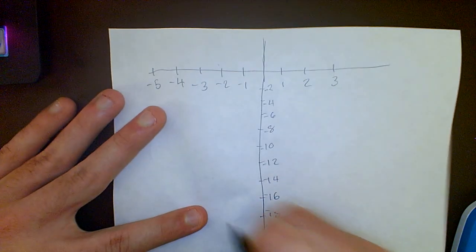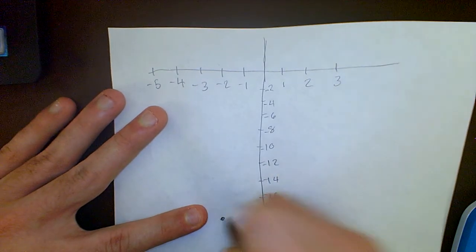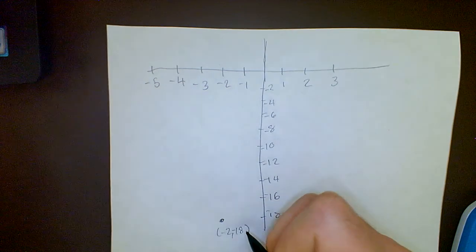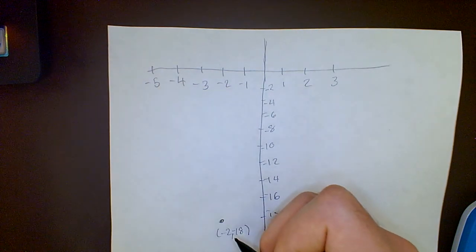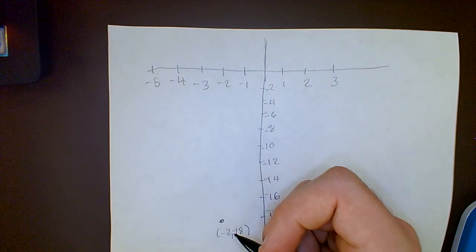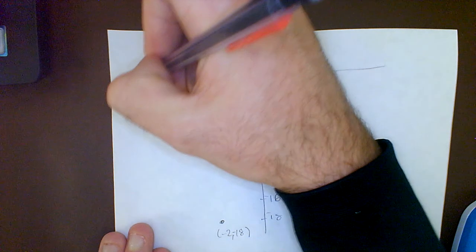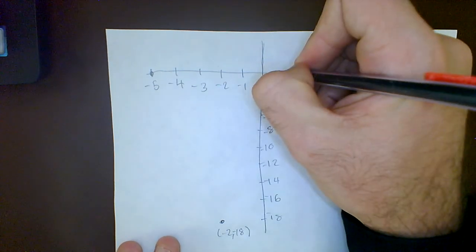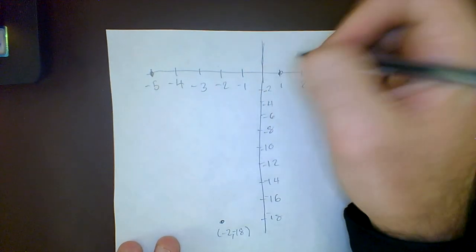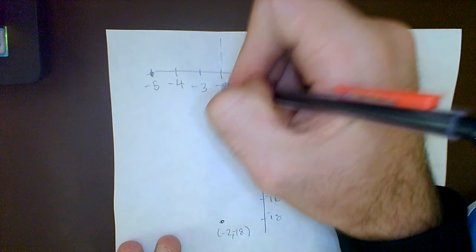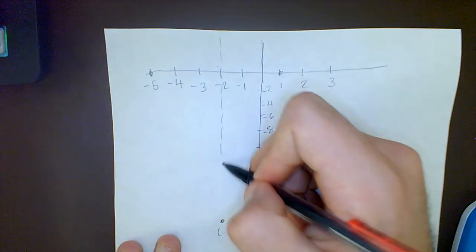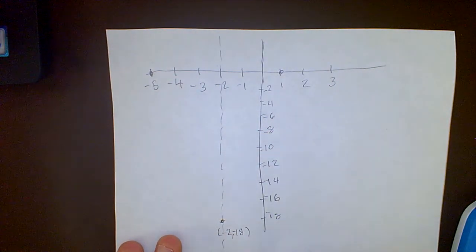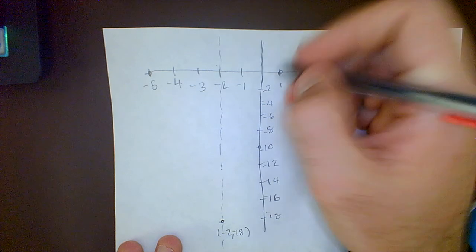Okay, so our vertex is here, negative 2, negative 18. Hi, kitty cat. And then we go up to our x-intercepts. The first x-intercept is negative 5, 0. The second intercept is 1, 0. So our axis of symmetry is right here. And our y-intercept is this point.